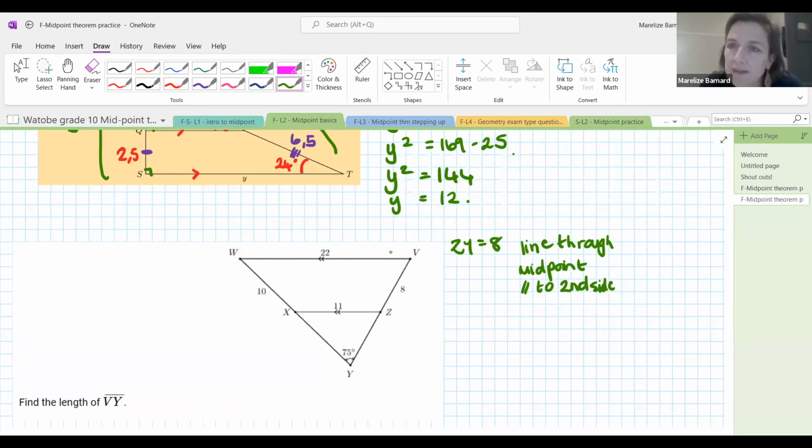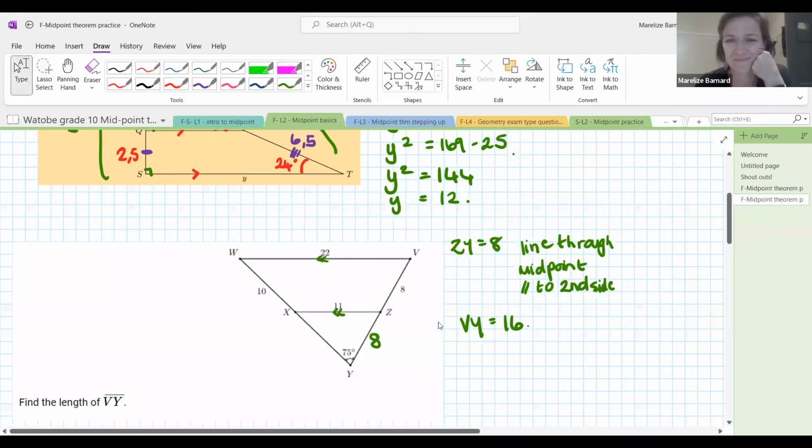This is excellent. Well done, Bom. Well done for using the right reason for saying that ZY is also 8, because we saw that the lines are parallel. That's given. XZ is parallel to WV, and XZ is 11 and WV is 22. So that's why we use that reason. So this is also 8, and that makes VY equal to 16. You don't have to give a reason because it's kind of obvious, isn't it? If that's 8 and that's 8, then it must be 16. Good. Thanks, Bom.